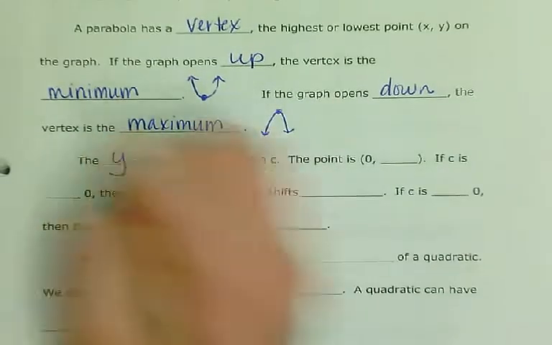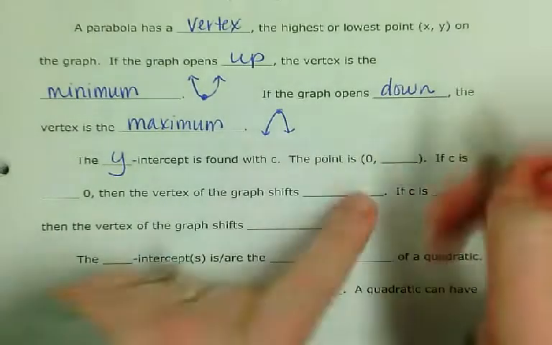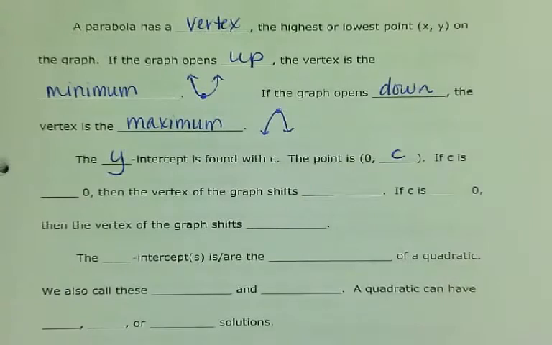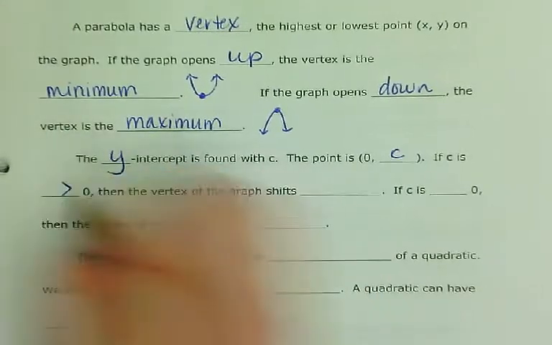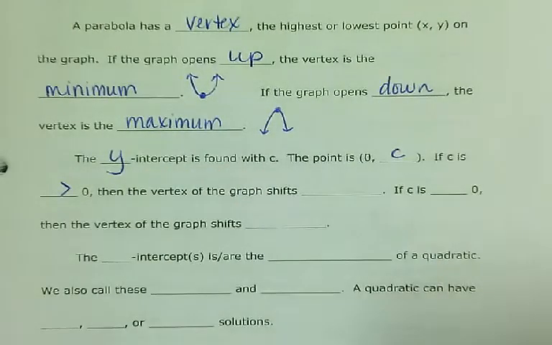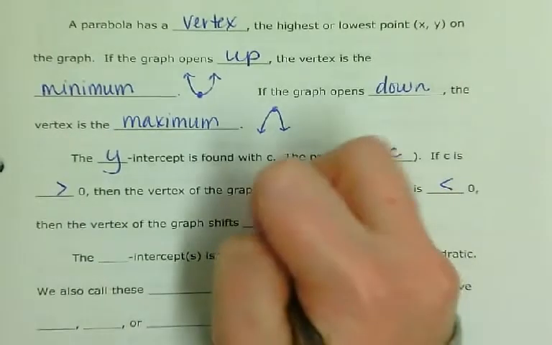So then we talk about the y-intercept, and that's your c value. So whatever c is, that point is going to be (0, c). So that's just your constant that's being added or subtracted. If c is greater than 0, then the graph is going to shift up. That parent function will go up. If it is less than 0, it will go down.